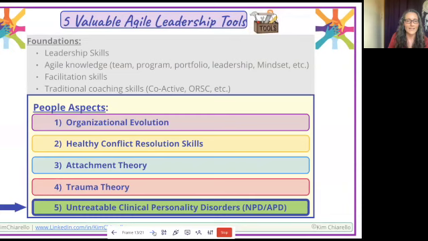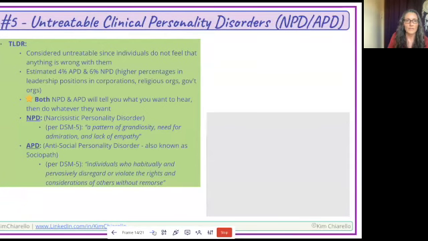So the last one I'll go over quickly, and it is tool number 5, untreatable clinical personality disorders. So I want to be clear, there's many kinds of personality disorders. There's only 2 that are deemed untreatable, and that's NPD and APD, narcissistic personality disorder and antisocial personality disorder. Why they consider it untreatable is they don't think anything is wrong with them, so they don't go for treatment. Why I'm talking to you about it, a valuable tool for Agile leadership, is that about 10% total of the population is considered to have these personality disorders. It is an estimate because they're not self-identifying.